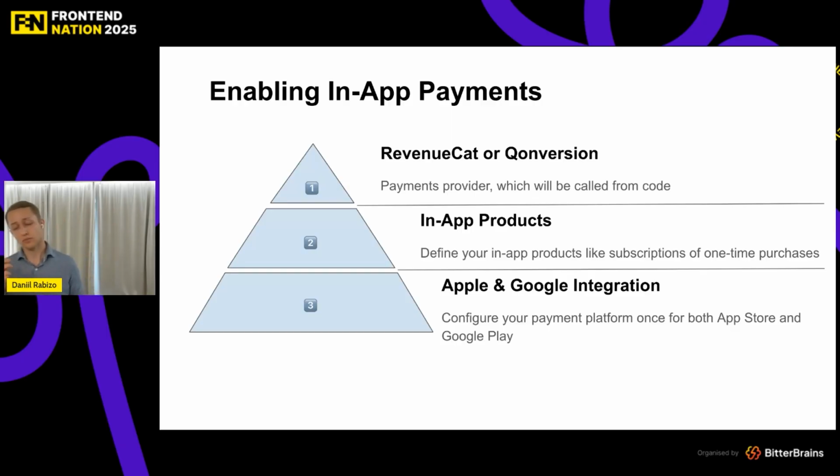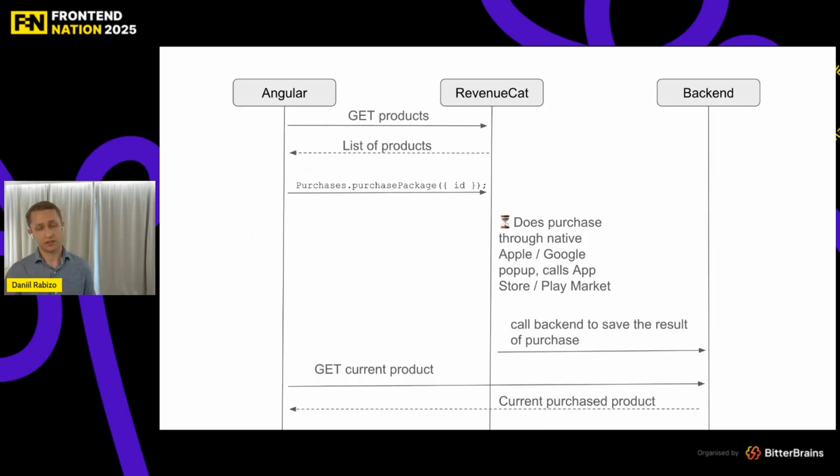And as a next step, you need to decide what products you're going to sell in your application, and you have to create these products separately on the App Store and Google Play. And once they are created, you have to import them to the payment provider. And there you give them names, descriptions, and so on. But how do you access these products in your application? It's more simple than it seems.